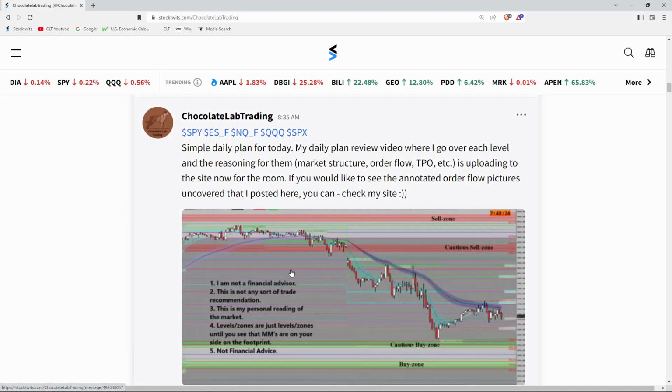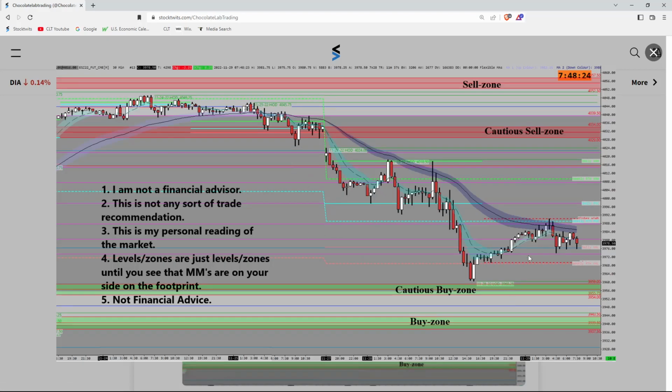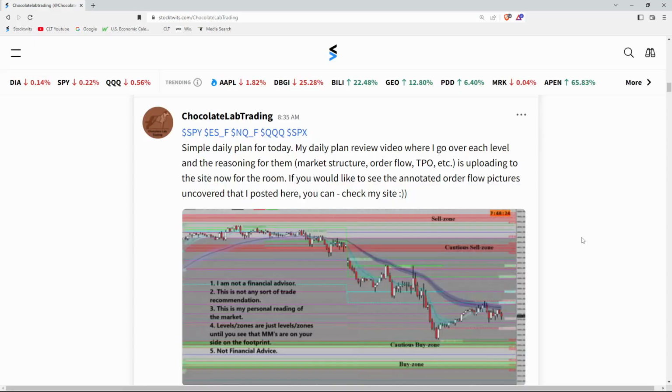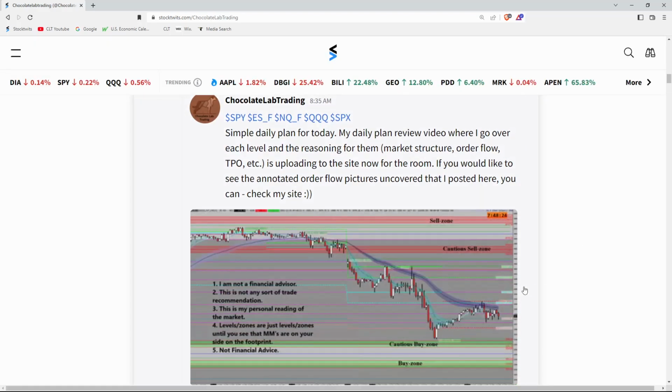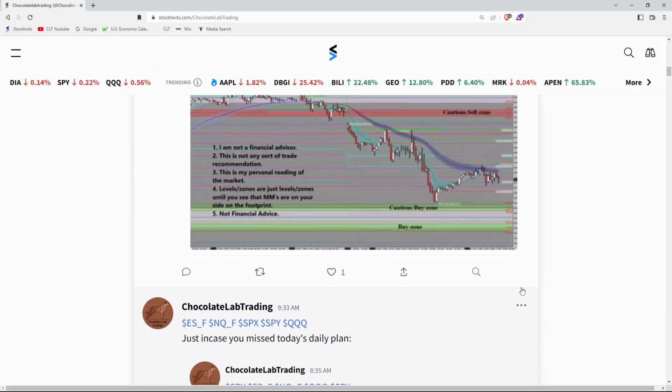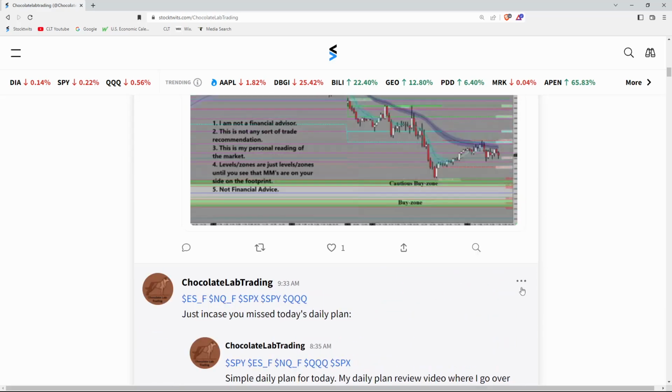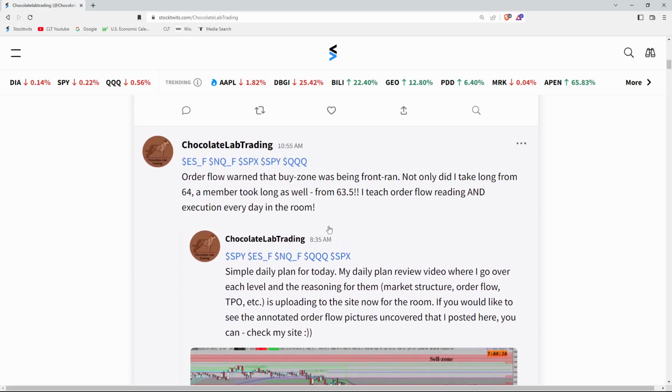Right, we went over that. And this was today's daily plan. So we'll actually take a look at the order flow, as I said, on a 30-minute chart. But the first buy zone, we saw in the order flow that it was getting front ran, so I took it long as well as another member. I took it from, where was it, 64, right?